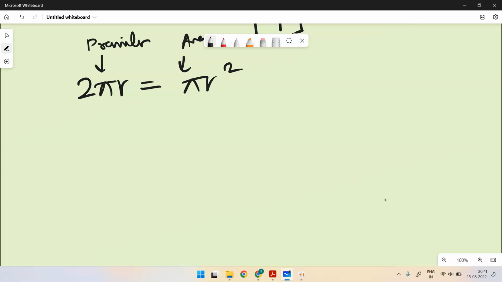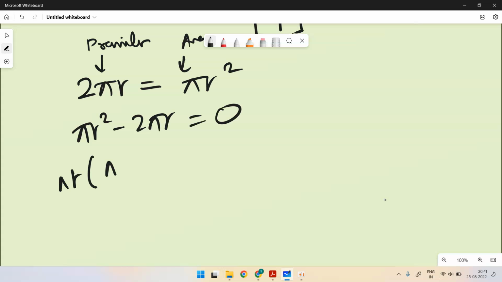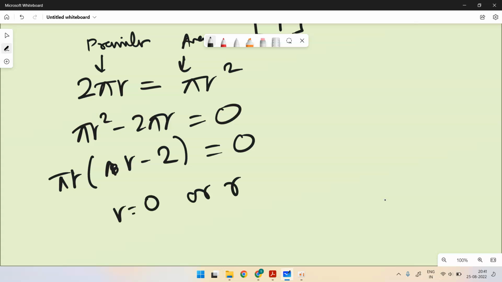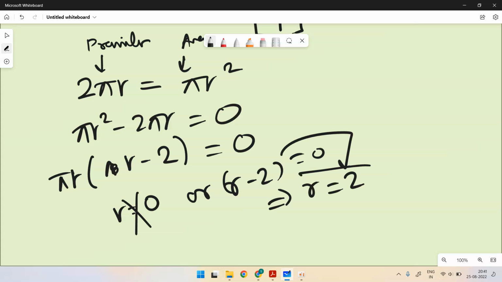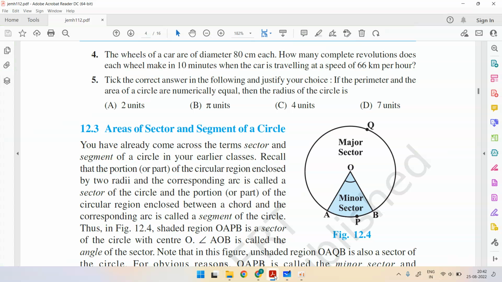This is equal, which means pi r square minus 2 pi r equals 0. Take pi r common: pi r times (r minus 2) equals 0. See, from here either r equals 0 or r minus 2 equals 0. It implies that r cannot be 0 because it has some radius. It implies that r equals 2. So the radius of the circle is 2 units. The unit is not mentioned, so 2 units.